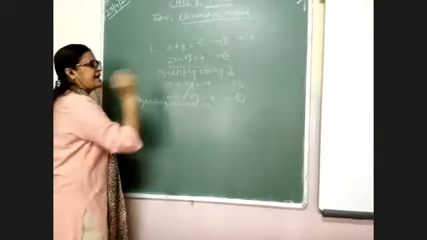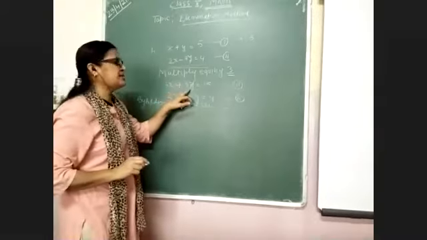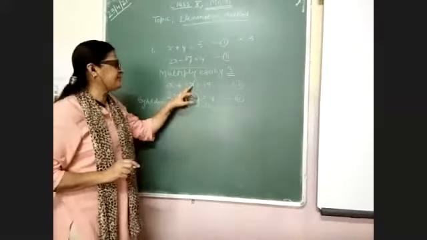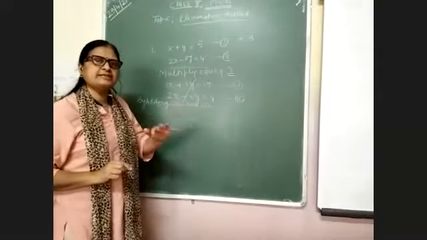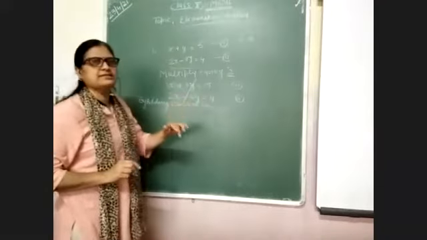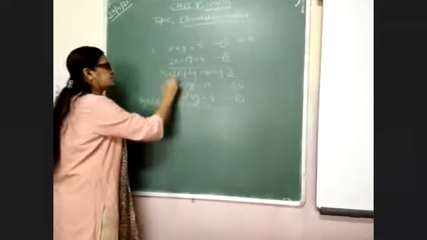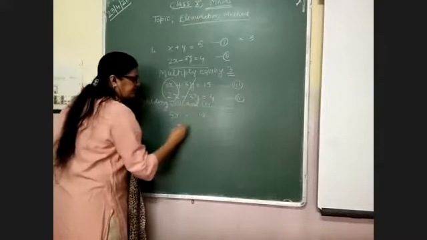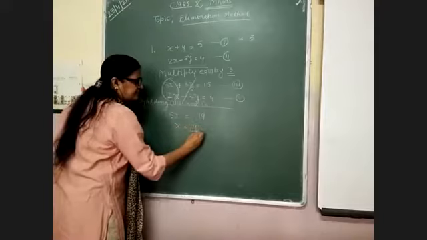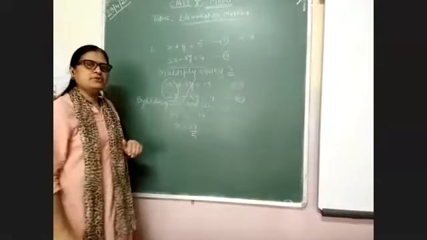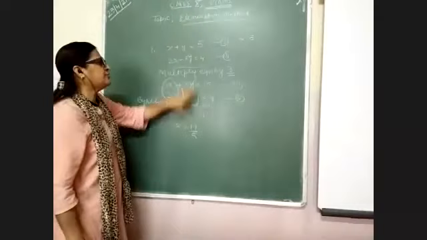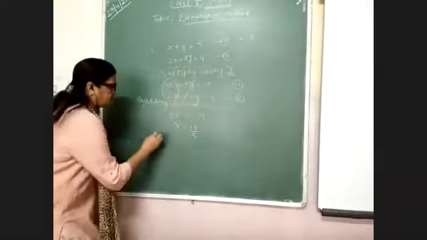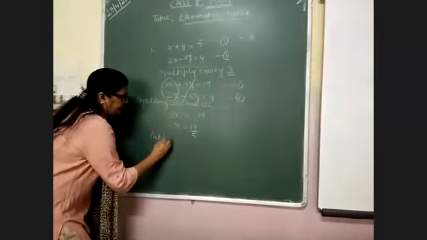When you add it, here is plus 3y, here is minus 3y. The variables are the same, so they will be cancelled because the plus sign and minus sign are given. When you add these two equations, 5x equal to 15 plus 4, 19. Then the value of x is 19 upon 5. Then you put the value of x in equation number 1 or 2, any one of the equations.